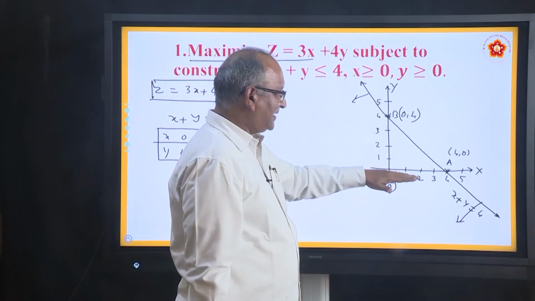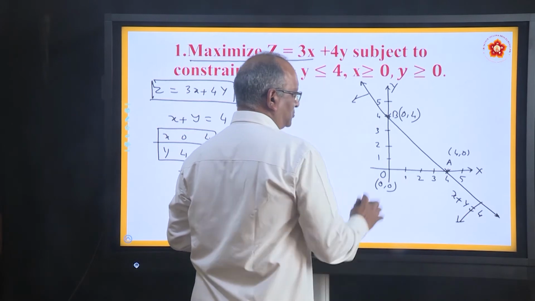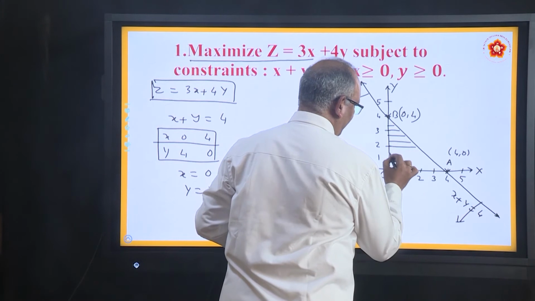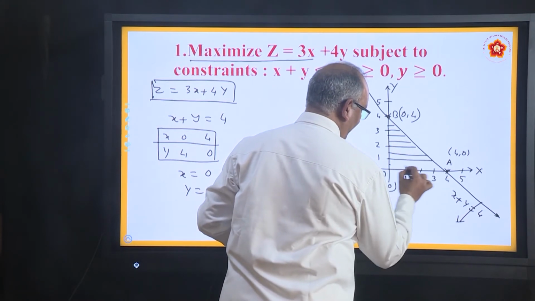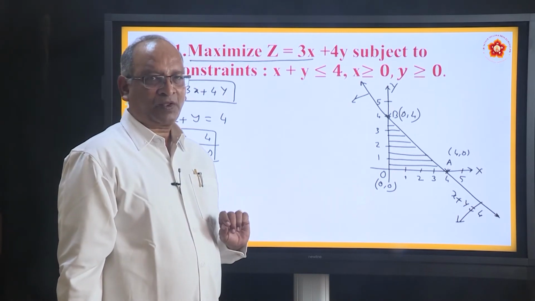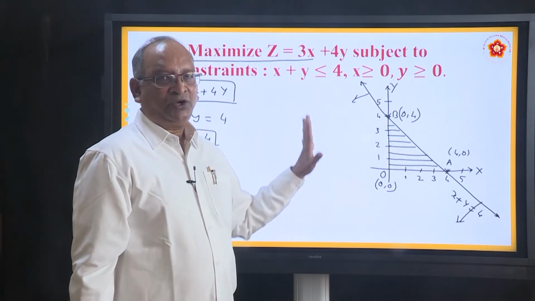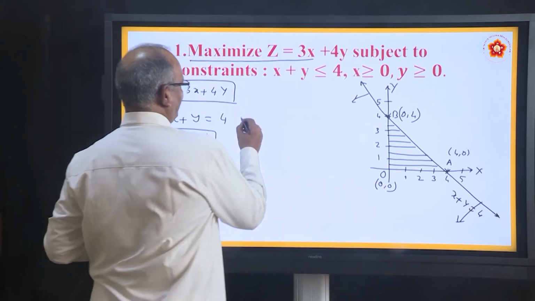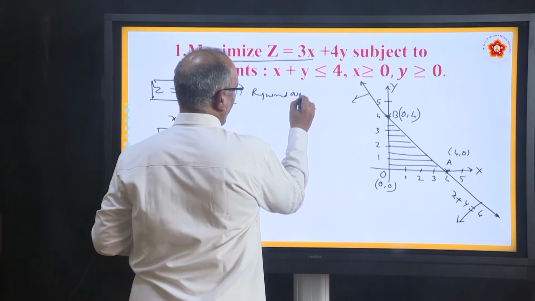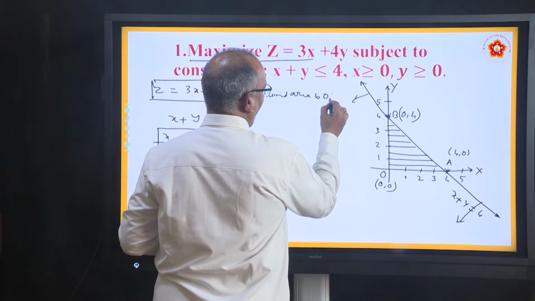Then x is greater than or equal to 0, y is greater than or equal to 0 is the first quadrant. So the required area is basically this shaded area. This shaded area is the required area. Okay. The points should be here. Now the required area is OABO.